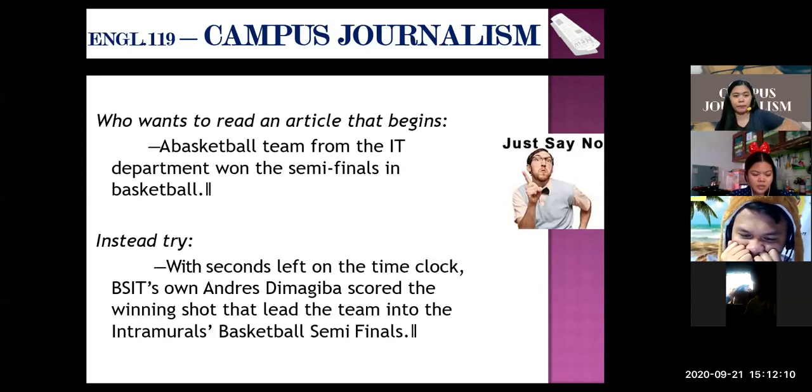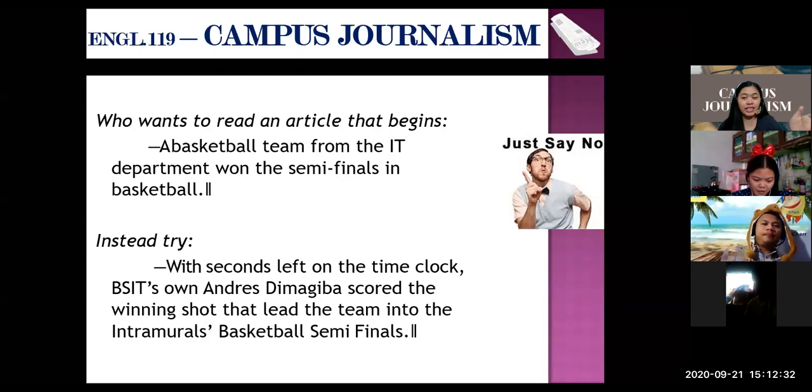Let's have another example. Who wants to read an article that begins with this kind of lead? The basketball team for the IT department won the semifinals in basketball. Is it interesting? Is it catchy? Boring. Okay. So let's have a look at this one.